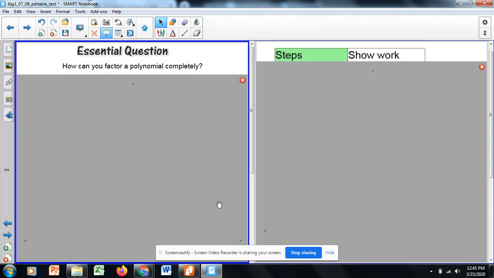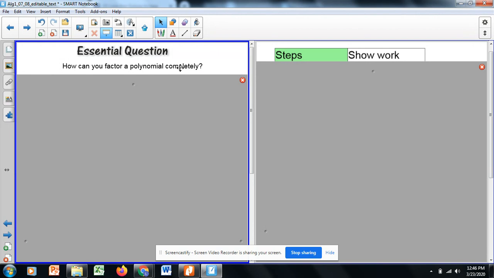Last week and even before the shutdown, we were able to look at different factoring techniques. Now this week we will focus on combining all those techniques together to completely factor certain polynomials. So our goal for this week is to answer the question, how can we factor a polynomial completely?